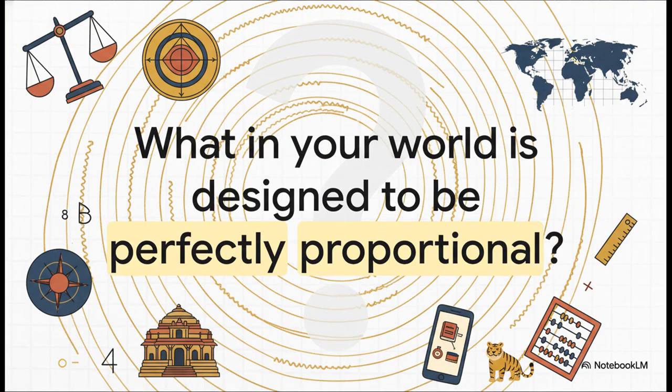So there you have it. We went from a squashed tiger picture all the way to ancient Indian mathematics. But the main takeaway is that this idea, proportion, is literally everywhere. It's in the recipes you follow when you cook, it's in the maps you use to get around, it's even on the screen you're looking at right now. So, I'll leave you with a question. Start looking around your world. What can you find that's designed to be perfectly proportional?